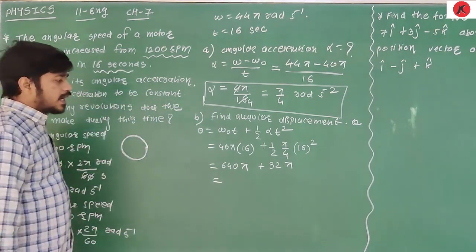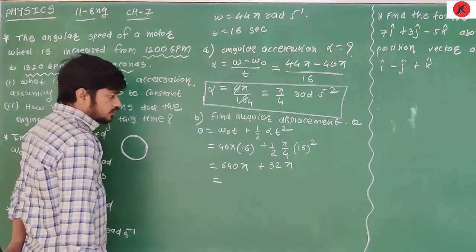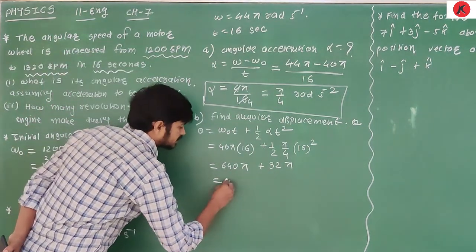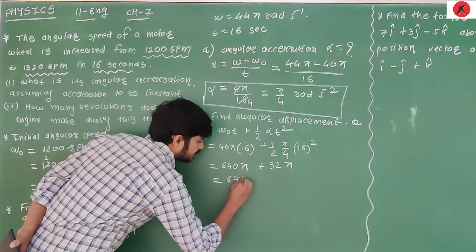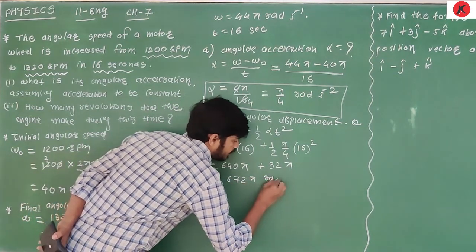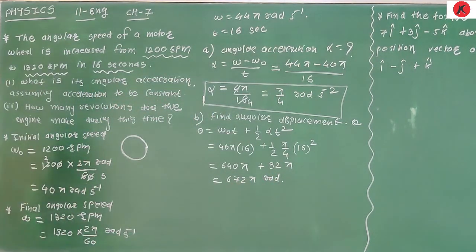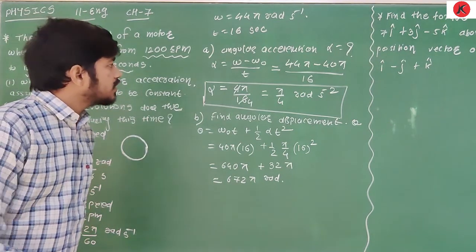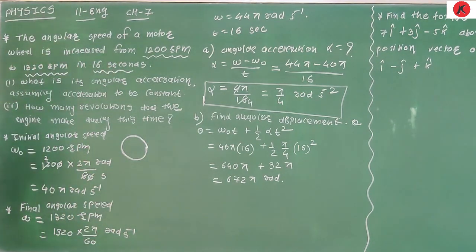It is 640 plus 32, so 4 plus 3 is 7. So it is 672 pi radian. Clear about this? Okay. So yes, it is theta.